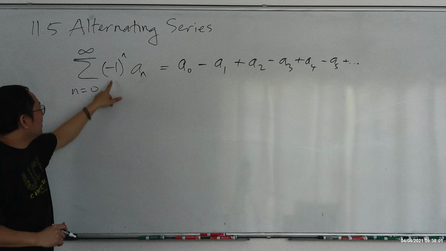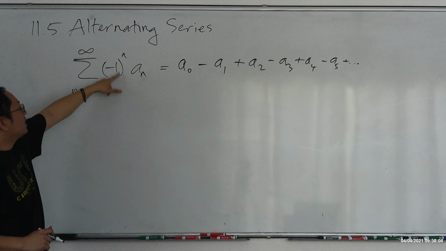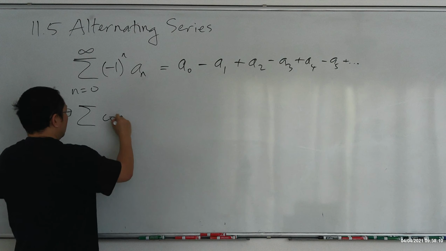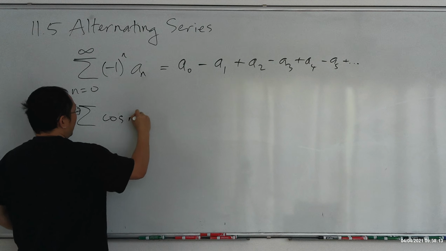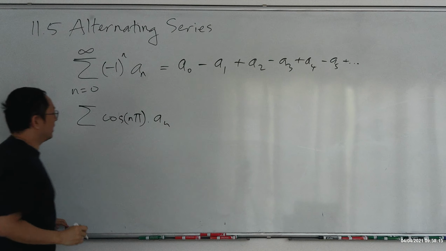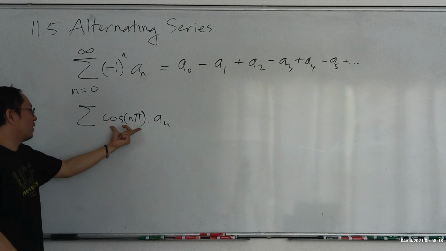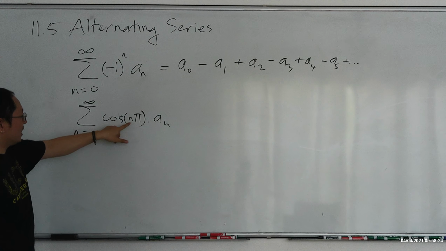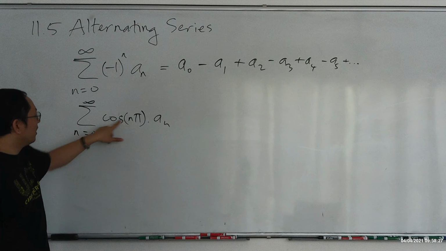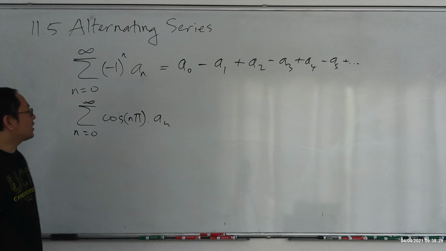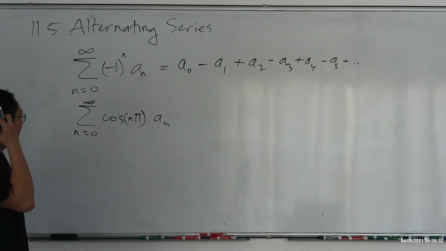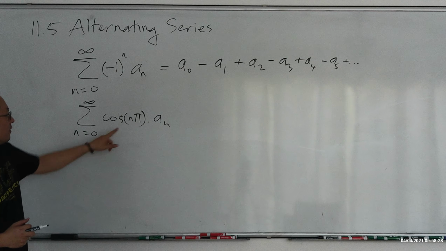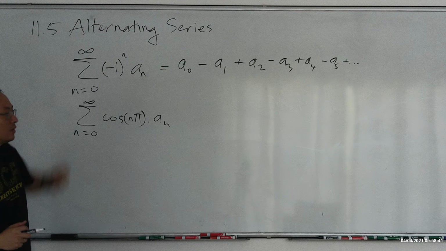By the way, in some other books, you may see in the homework, instead of using (-1)^n, you may see this: cosine of n pi times a_n, okay? And this is another way of showing the alternating sign when n runs from 0 to infinity. You see why? When n equals 0, cosine of 0 is 1. When n equals 1, cosine of pi is going to be -1. So it's just another fun way to express the alternating signs, from positive to negative. Those are equivalent. Those are the same.